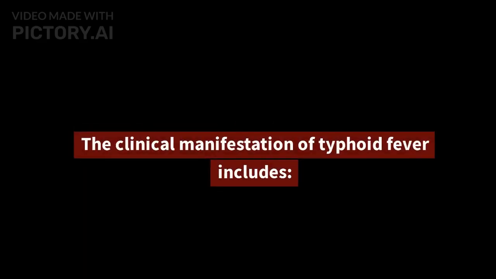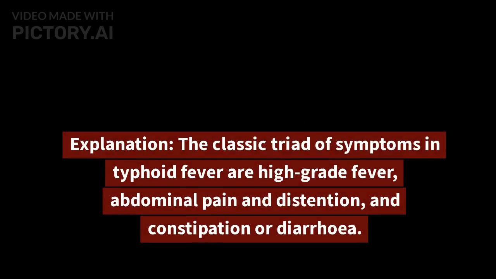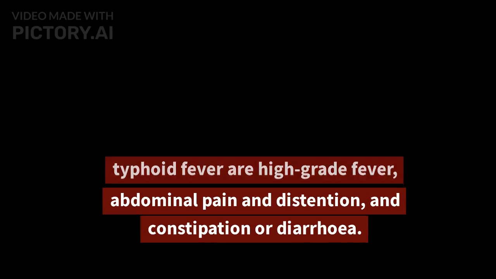10. The clinical manifestation of typhoid fever includes A. High-grade fever. B. Abdominal pain and distension. C. Diarrhea. D. All of the above. Answer: D. Explanation: the classic triad of symptoms in typhoid fever are high-grade fever, abdominal pain and distension, and constipation or diarrhea.